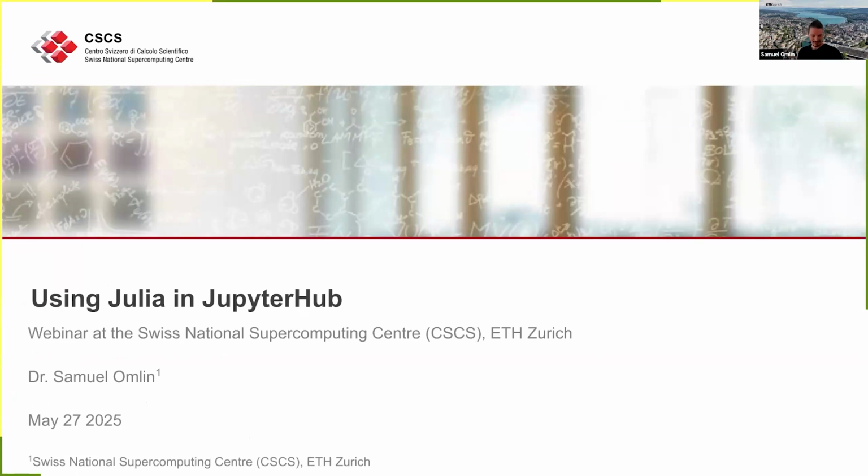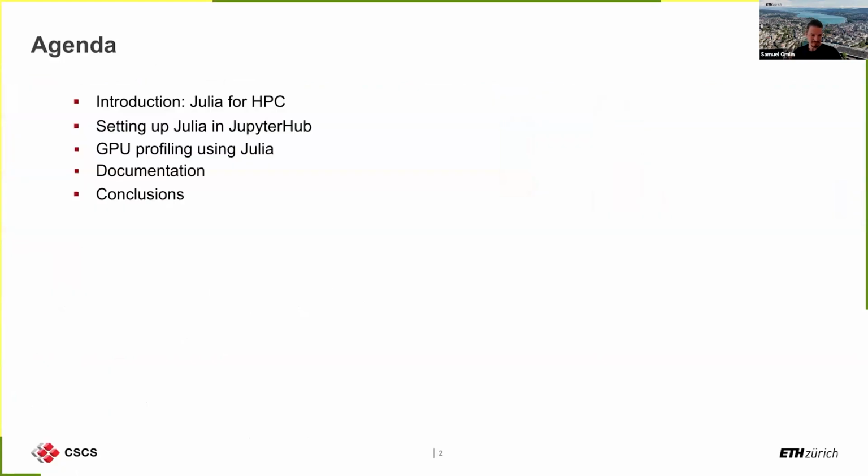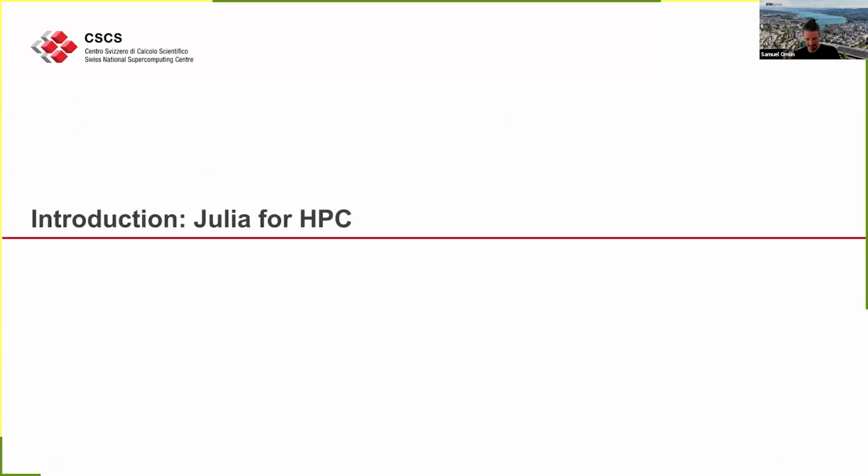I will show you basically here just how simple it is. But before I get started, I will make a little introduction about why at all you want to use Julia for HPC. It will be only a short teaser. And then I will show you how to set up Julia in Jupyter Hub. And then very briefly show how to do GPU profiling using Julia in Jupyter Hub. And then I will point you to the documentation and make little conclusions.